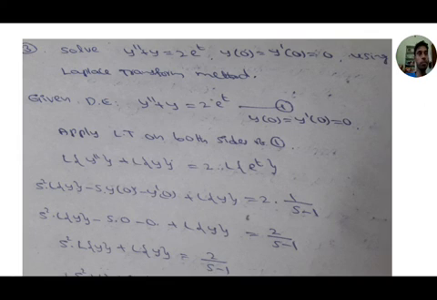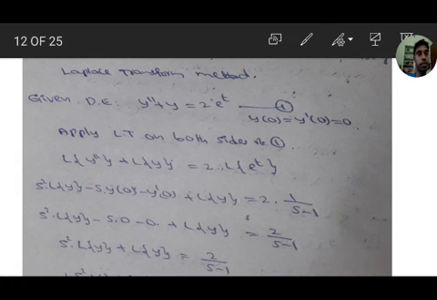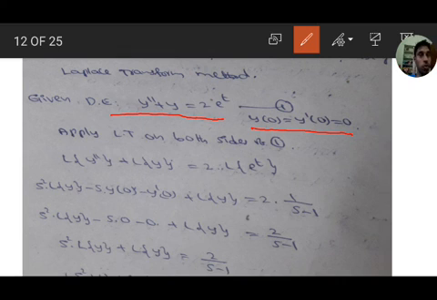Okay, next problem. Solve y double dash plus y equal to 2 into e to the power of t, y of 0 equal to y dash of 0 equal to 0 using Laplace transform method. So here the given differential equation is y double dash plus y equal to 2 into e to the power of t, where y of 0 equal to y dash of 0 equal to 0.